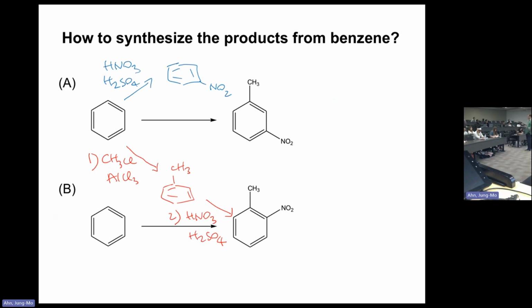So the first substituent should be the meta director. So like nitration to the benzene, you get that. Now the nitro group is a meta director, then you can get the second group at the meta position to here.